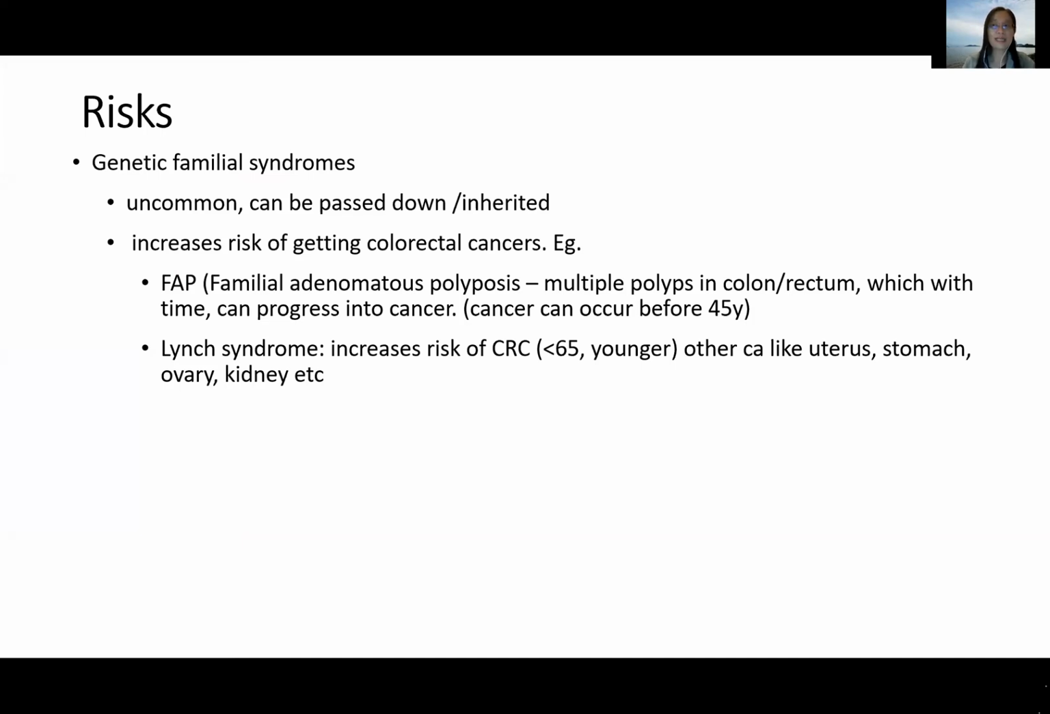Sometimes we do things like an elective or what we call a prophylactic total colectomy, removing the whole colon, to treat the whole area and prevent them from getting cancer later on in life. Other things would be Lynch syndrome, for example. They are also at a high risk of getting other cancers other than colorectal cancers, like uterine, stomach, ovarian, and kidney cancers.